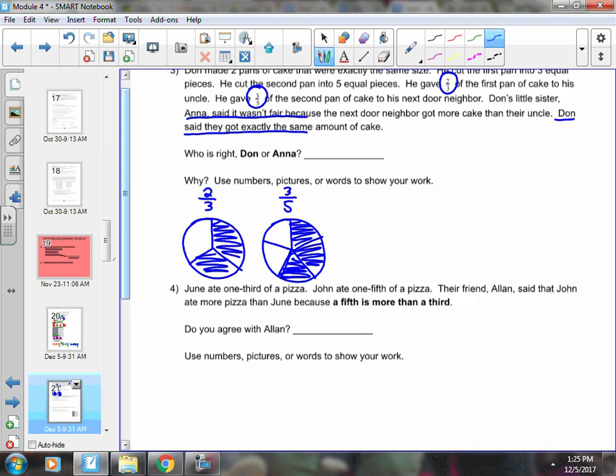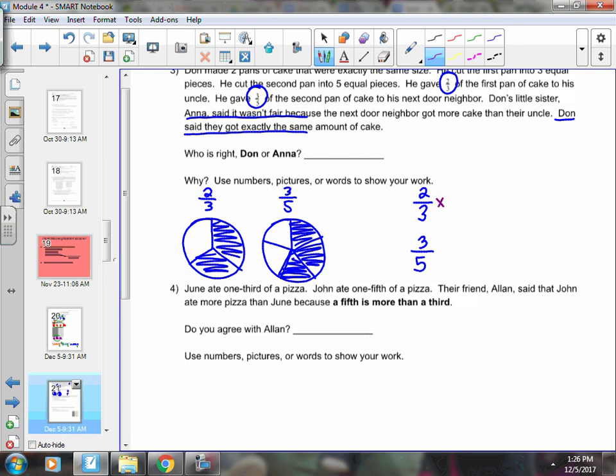So, if you can't tell based on your picture, think this. The denominators are not the same. In order for me to know totally if one is bigger than the other, or is Don right, are they the same, I need to make the denominators the same. One of the denominators is 3. One of the denominators is 5. And I'm thinking, what can I make a 3 into, and what can I make a 5 into? Oh, I could make them both into a 15.